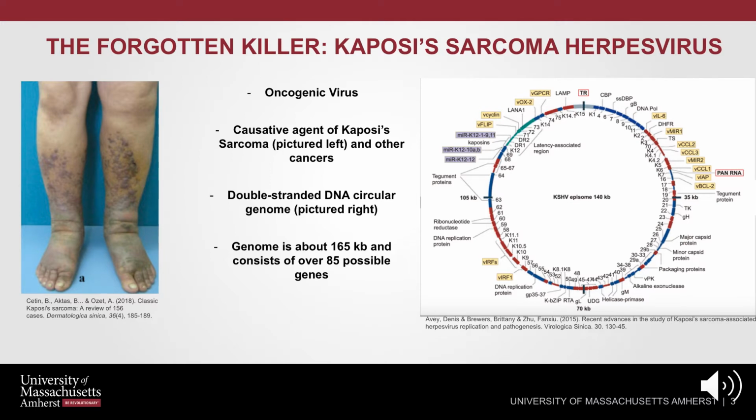Kaposi sarcoma, its namesake disease, is the most common and aggressive cancer in HIV-infected, untreated patients, and it's pictured to the left. The KSHV genome, pictured on the right, is a double-stranded DNA circular genome that's about 165 to 175 kilobases, and it consists of over 85 possible genes.